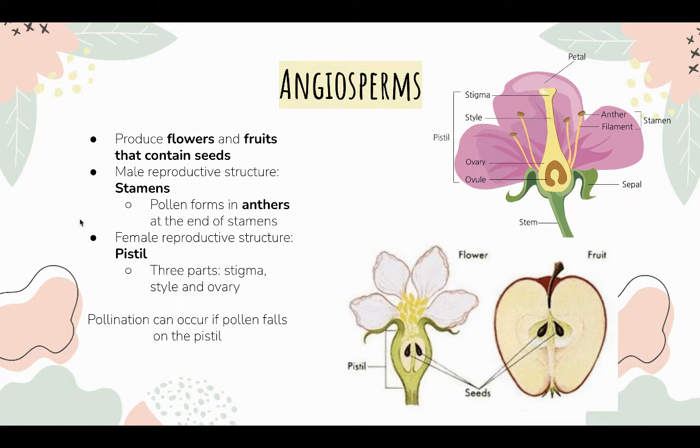So the male reproductive structure is the stamen, and pollen forms in the anthers at the end of the stamens. And the female reproductive structure is the pistil. Okay, and there's three parts of the pistil. There's the stigma, the style, and the ovary. And pollination can occur if pollen on the anther falls onto the pistil.